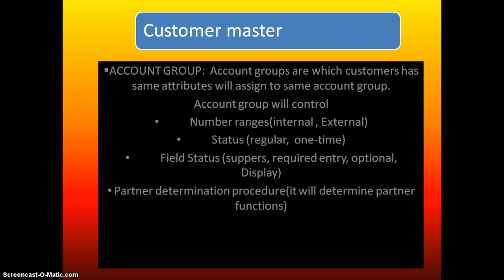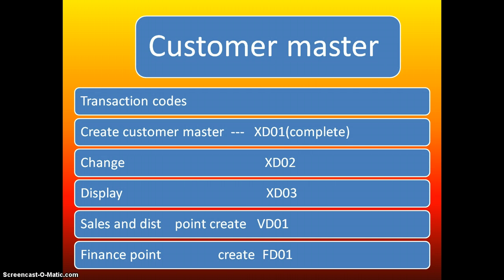Partner determination procedure: in the account group, it will assign the partner determination procedure. Then it will determine the partner functions when you create the sales order. Yes, we have A, G, W, R, E, R, G, like that number of partner procedures. It also controls the text and pricing conditions. Pricing determination is also determined depending upon the account group.